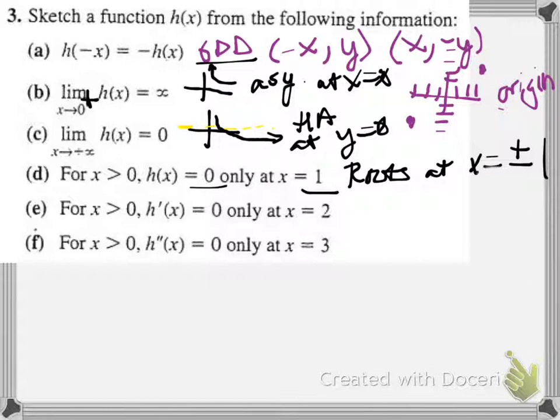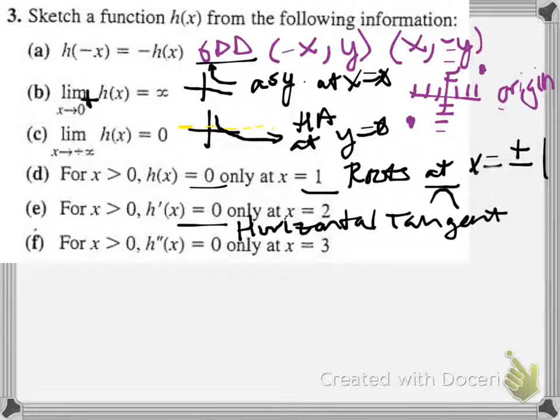All right, so moving on for E, this is telling me for all of my positive x values, the first derivative equals 0. Remember, anytime you see that the first derivative equals 0, that is talking about a horizontal tangent. A horizontal tangent means that at some point, I'm either going to have a max or a min.